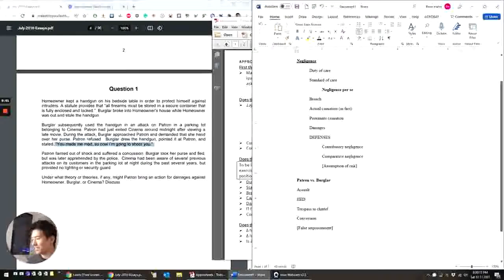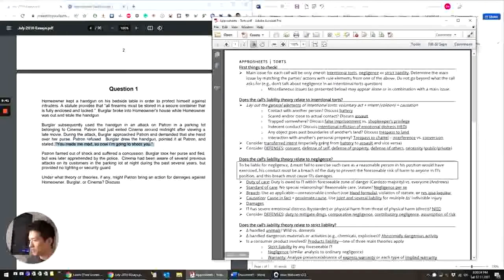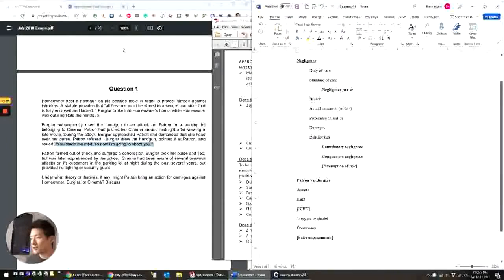Since we're talking about IIED, maybe we could talk about NIED. The burglar was not negligent about anything, but if you have time, you can just note this as a possible thing. It's not really negligence, but the patron did have some distress and physical harm, so it's a possible topic. So even though it was not negligence, we can group these two issues together. They might come in pairs, so whenever one is talked about, you might want to consider the other one as well.